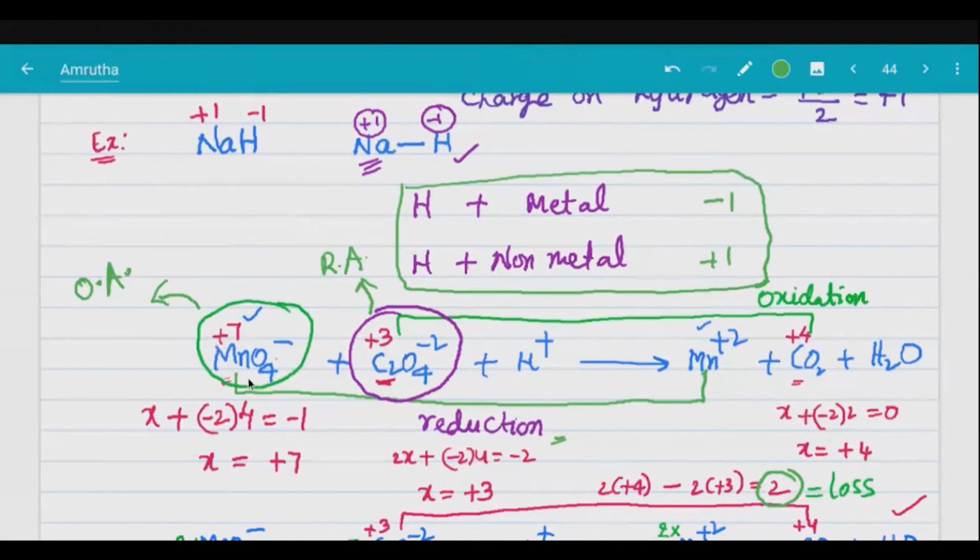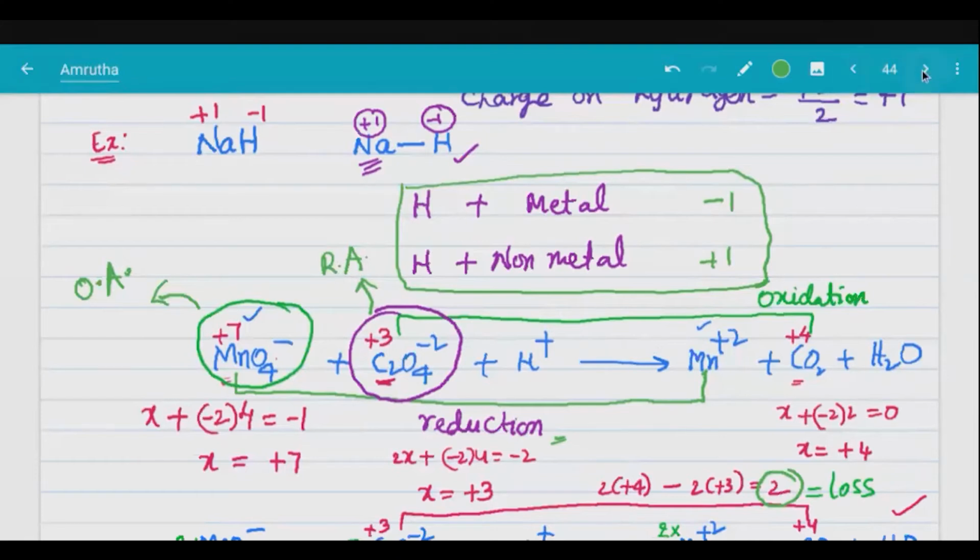See, if it undergoes reduction, it is oxidizing agent. If it undergoes oxidation, it is reducing agent. MnO4 minus itself is undergoing reduction, so it is oxidizing agent. C2O4 minus 2 itself is undergoing oxidation, so opposite, it is reducing agent.